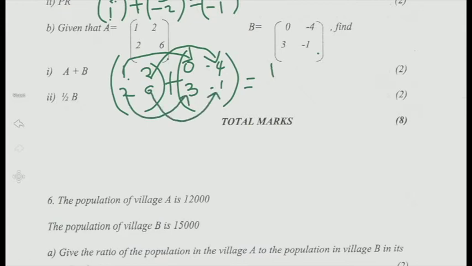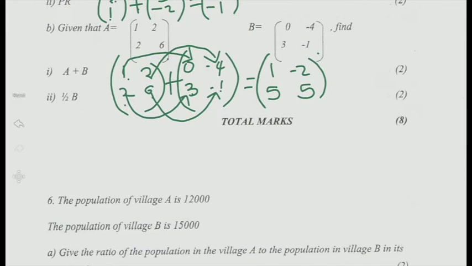1 plus 0 is 1. 2 plus negative 4 is negative 2. 2 plus 3, we have 5. 6 plus negative 1, we have 5. So this is A plus B.